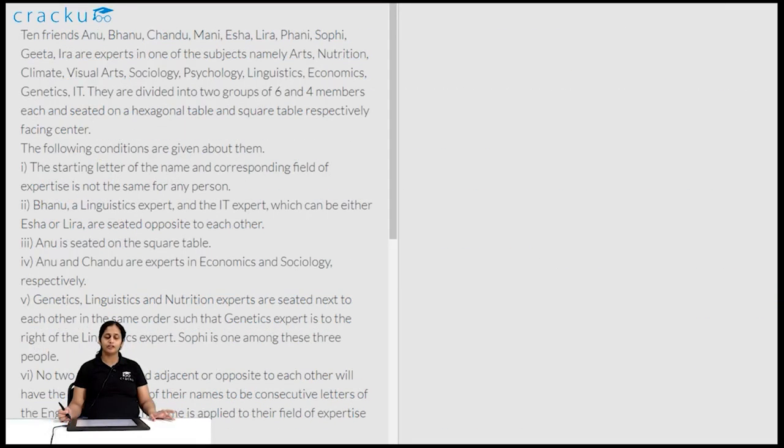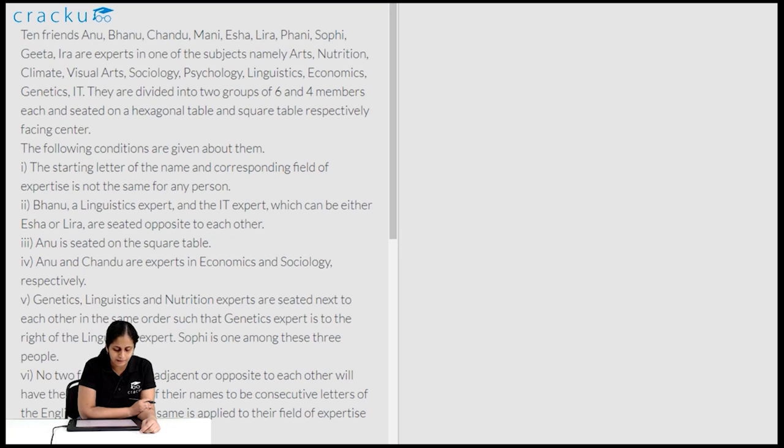In this video, we are going to look at a particular LR set, which is a combination of both hexagonal and square arrangement. So let's take a look at the LR set first before we try to solve it. 10 friends, Anu, Bhanu, Chandu, Mani, Isha, Leera, Pani, Sophie, Geeta, Ira are experts in one of the subjects, namely arts, nutrition, climate, visual arts, sociology, psychology, linguistic, economics, genetics, IT. They are divided into two groups of 6 and 4 members, each seated on a hexagonal table and square table respectively facing center. The following conditions are given about them.